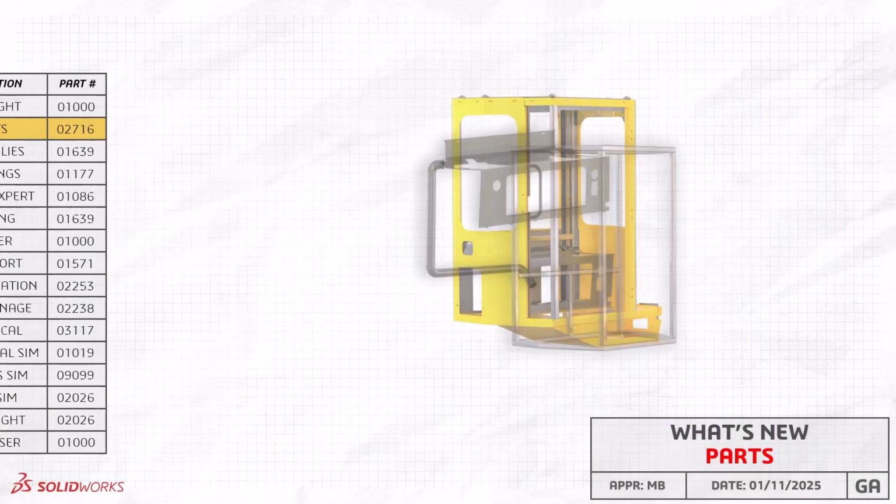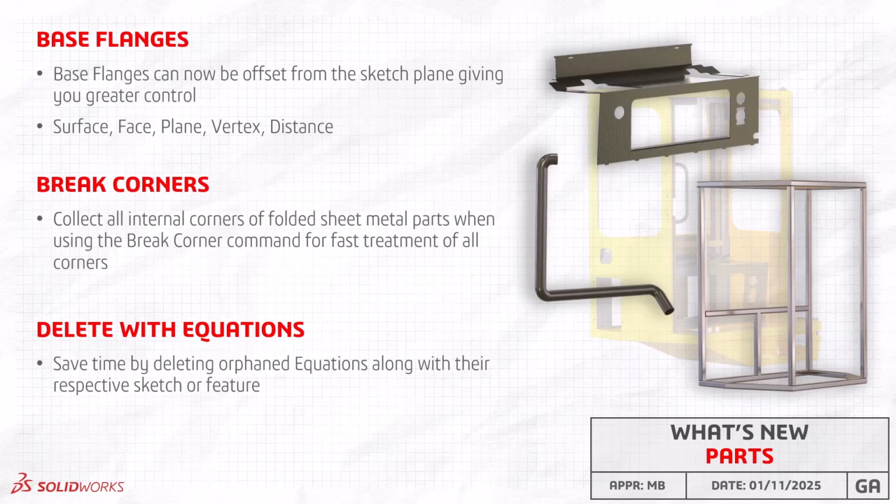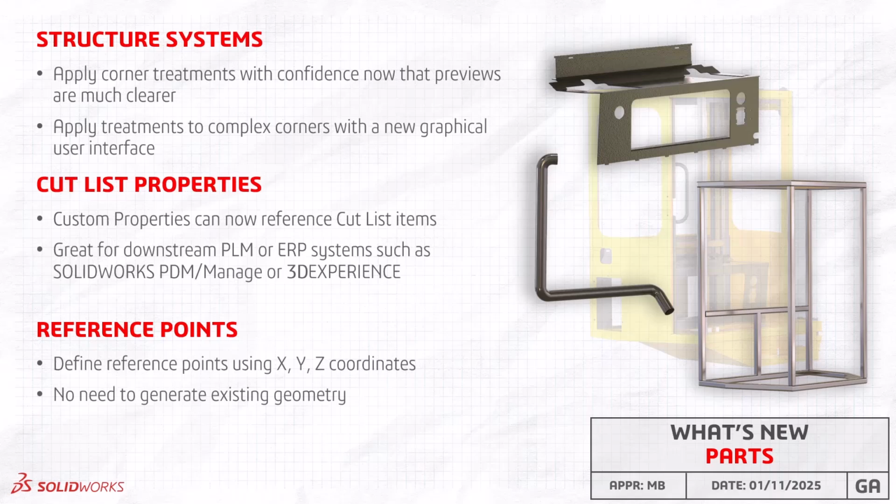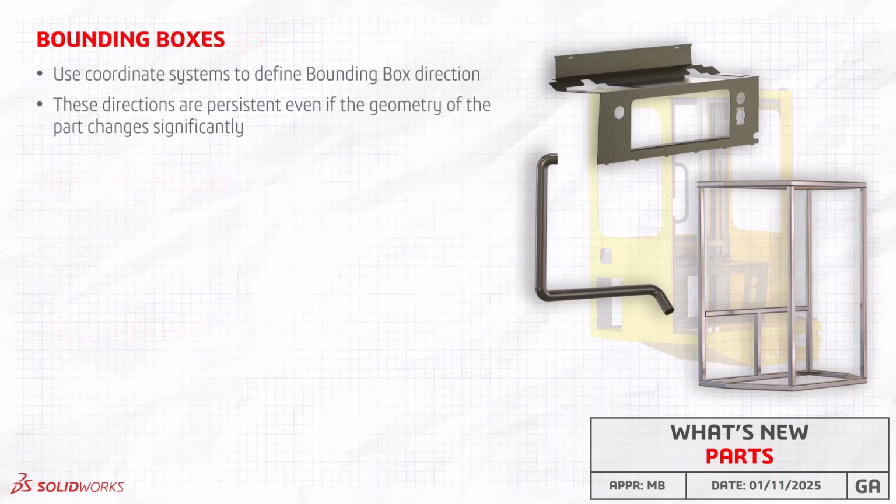With SOLIDWORKS 2026, you'll now be able to offset sheet metal base flanges from their original sketch plane and break both external and internal corners quickly, delete equations that would otherwise cause Feature Manager tree errors after the deletion of an associated sketch or feature, apply corner treatments to structure system parts with confidence using improved previews and user interfaces, leverage cut list properties for PLM and ERP systems, define reference points using numerical X, Y, Z values, and specify bounding box directions using coordinate system for greater control.